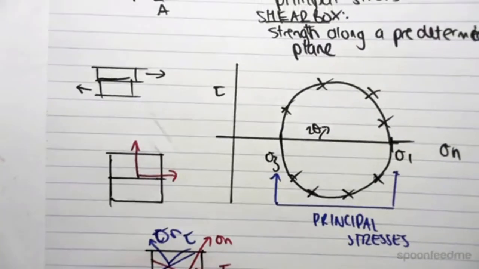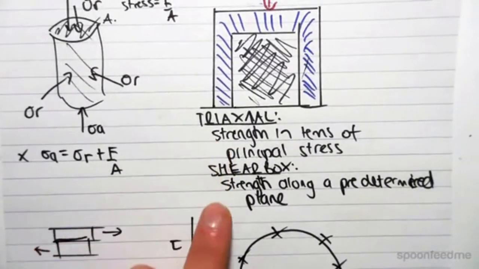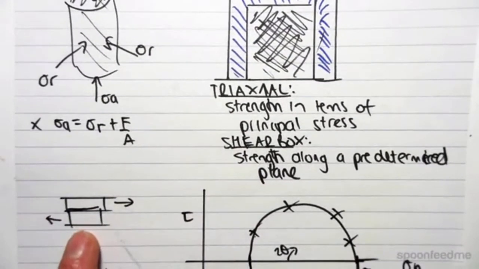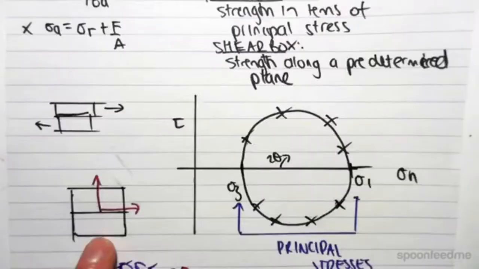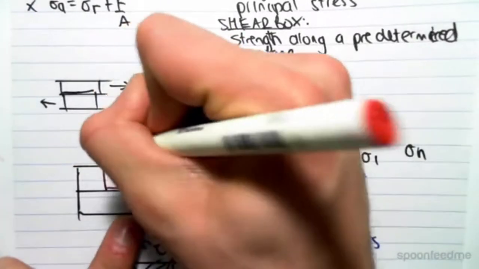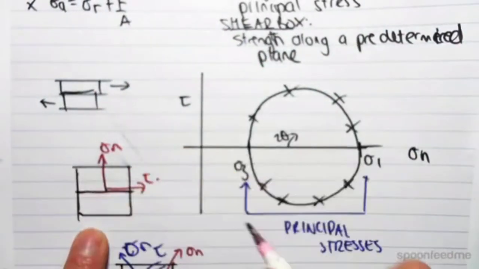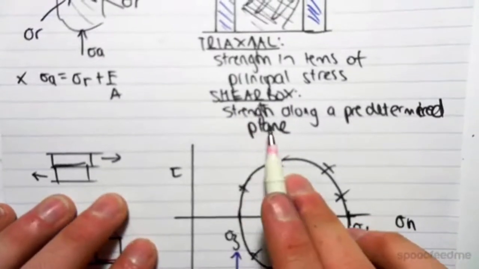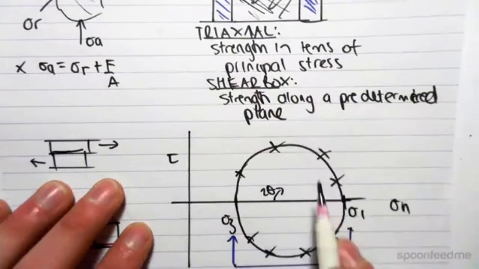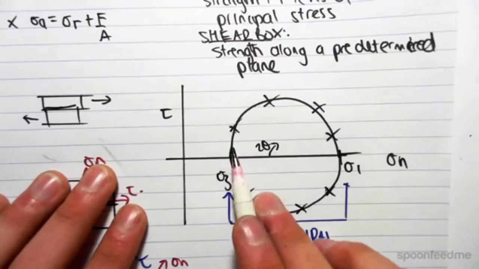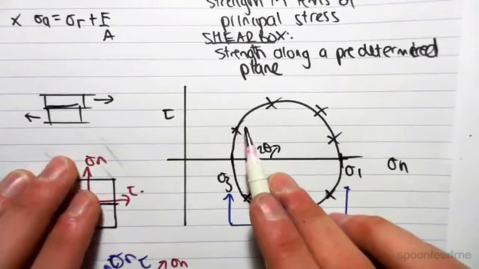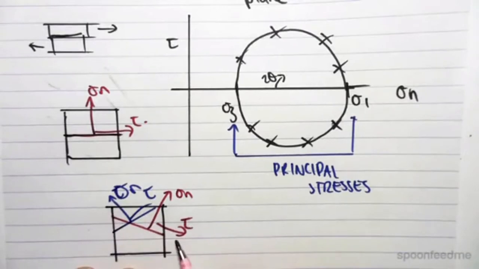So the triaxial test doesn't give us the strength in terms of normal and shear stress along one plane like the shear box test. The shear box test gives us just the failure values of normal stress and shear stress just along the one plane. The triaxial test gives us strength in terms of principal stresses, which we can represent on our Mohr's circle, which will allow us to construct a circle to determine any value of shear and normal stress at any plane.